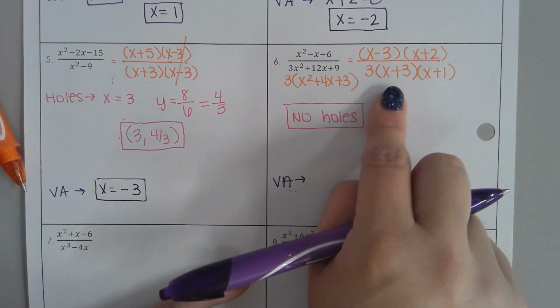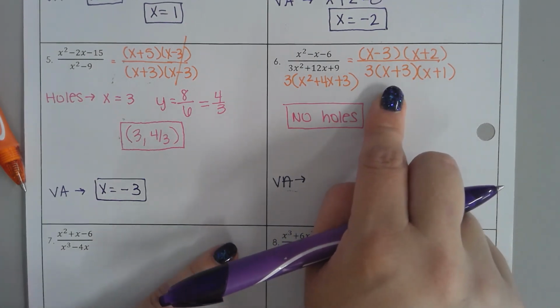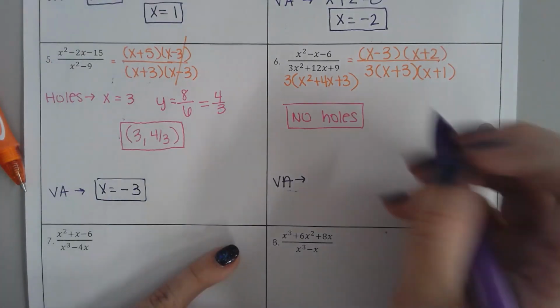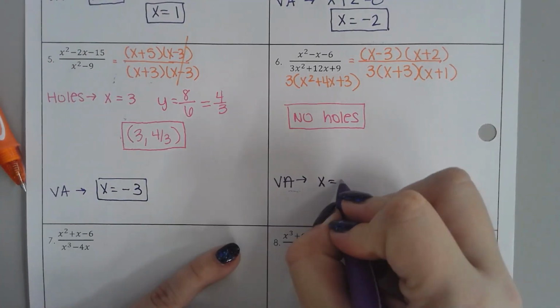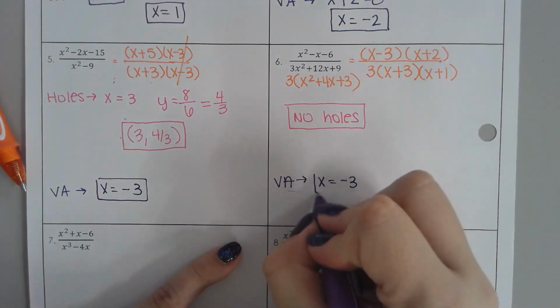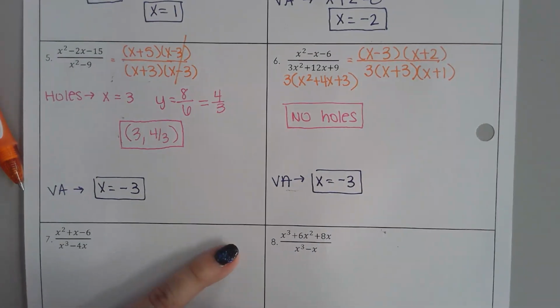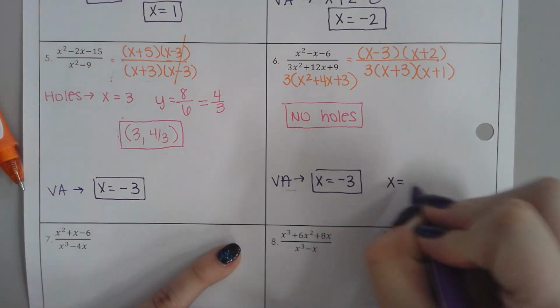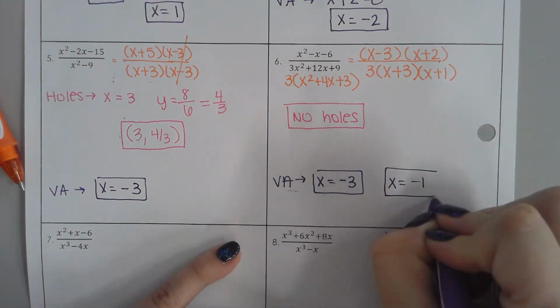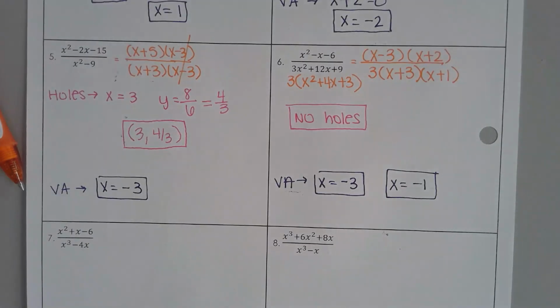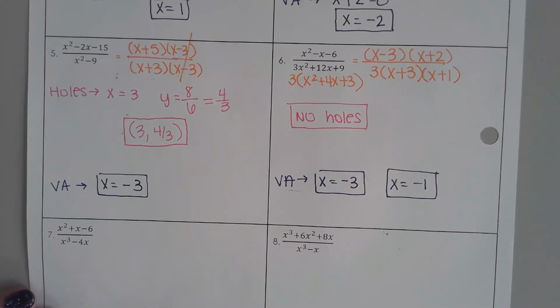So I have an x plus 3 equals 0, so x equals negative 3. And an x plus 1 equals 0, so x equals negative 1. Any questions?